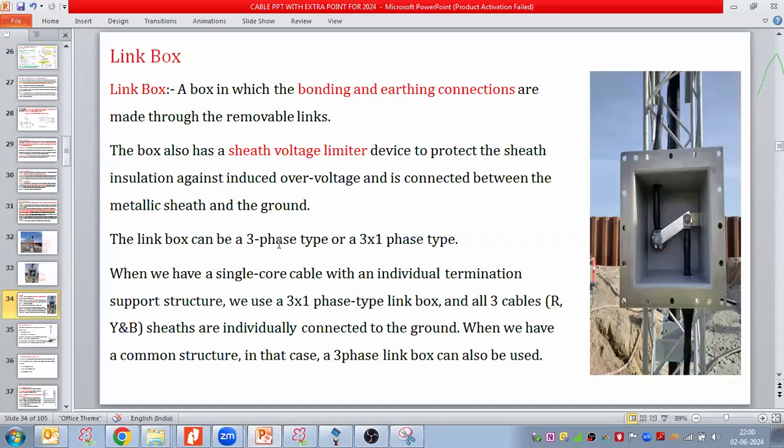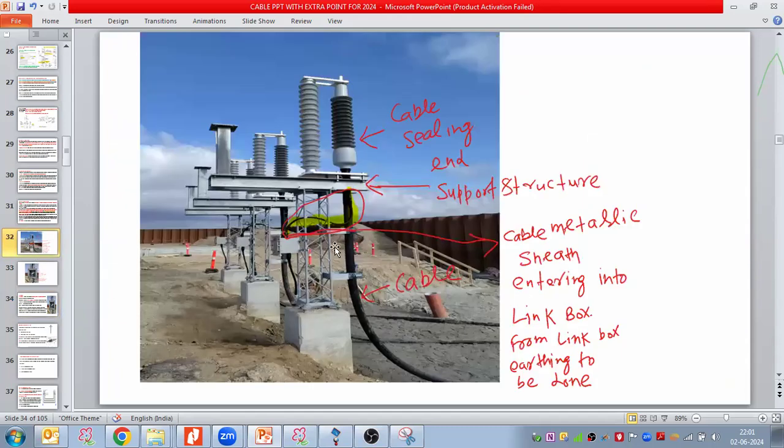The link box can be 3-phase type or 3 into single phase type. When we have a single core cable with an individual termination support structure, we use a 3 into single phase type link. So this is a 3 into single phase type link, right?